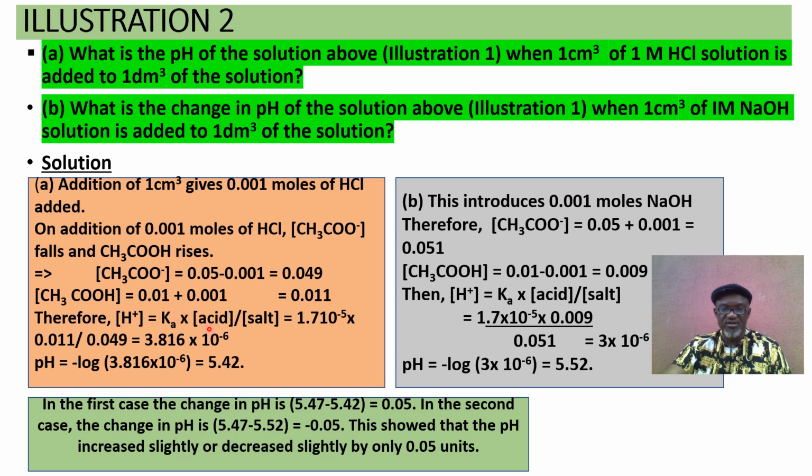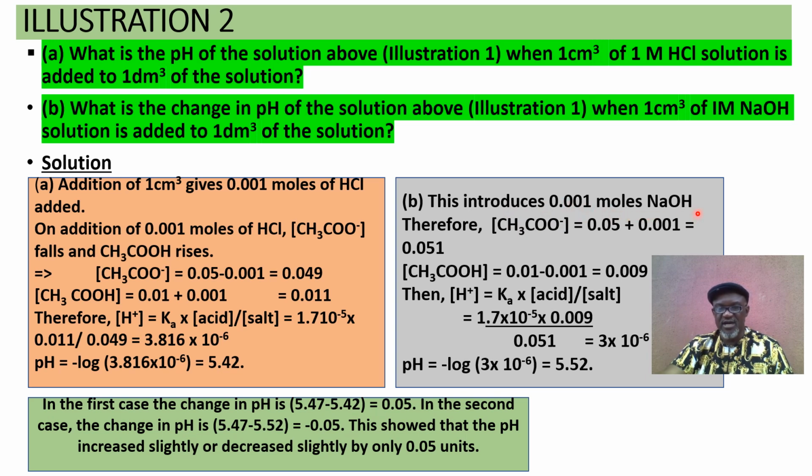Therefore, hydrogen ion concentration is equal to Ka times acid over salt, which gives us this value. We'll substitute 0.049 and 0.011, and we'll have 3.816 times 10 to the power minus 6. Then pH is minus log of that hydrogen ion concentration, and we're getting 5.42. Remember, initially in illustration 1, we had 5.47. This is 5.42.